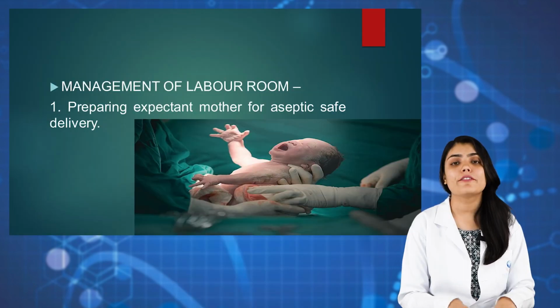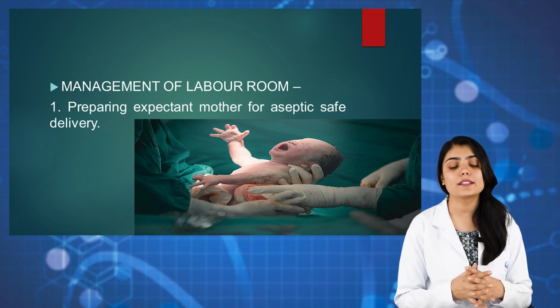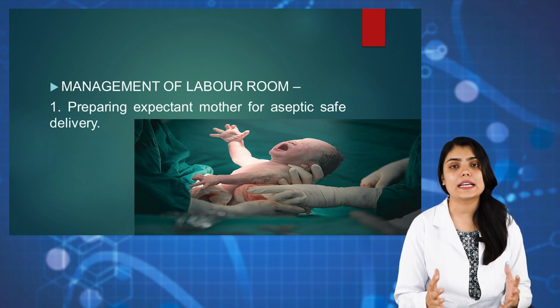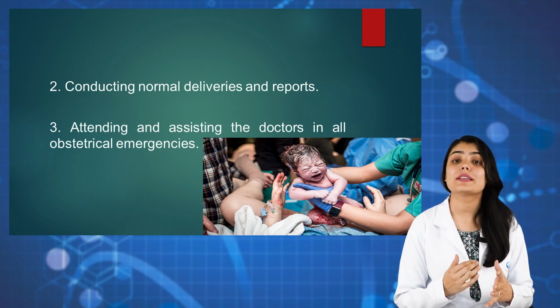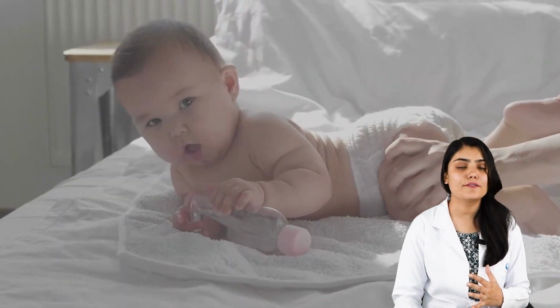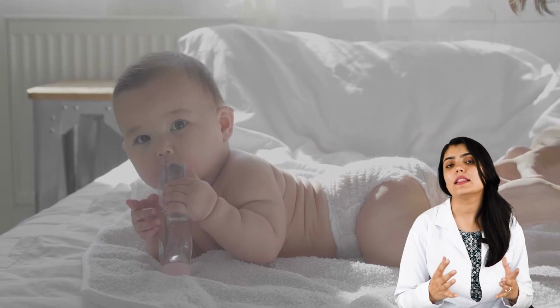The next responsibility of a ward nurse is management of labor room. Let us see what are the responsibilities that are carried out by her in labor room. The very first function of the nurse in the labor room is to make sure that she prepares the expectant mother for an aseptic delivery. Another function that a nurse carries out in the labor room is conducting the delivery or helping the doctors in conducting the delivery, as well as recording the deliveries that take place in the labor room.